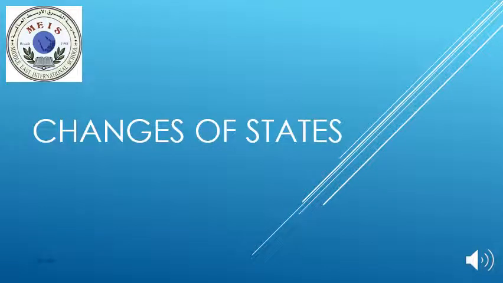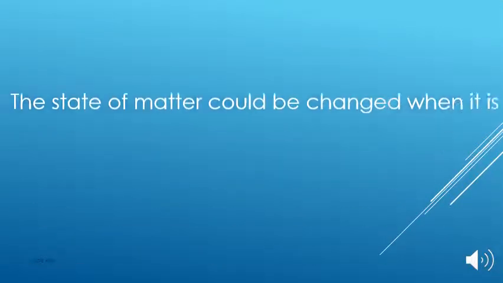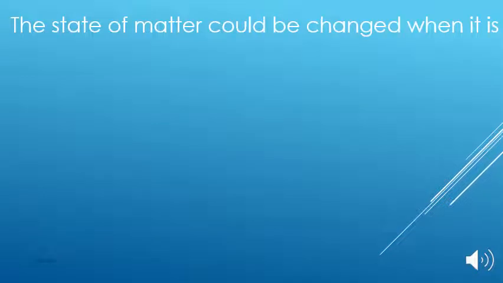Changes of states. Chapter 10, Lesson 1, pages 398-399. The state of matter could be changed when it is heated or cooled. That means you can change the state of matter by heating it or cooling it. Let's see how we can change.